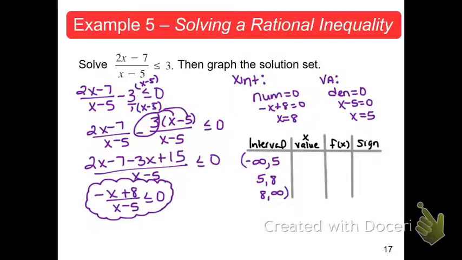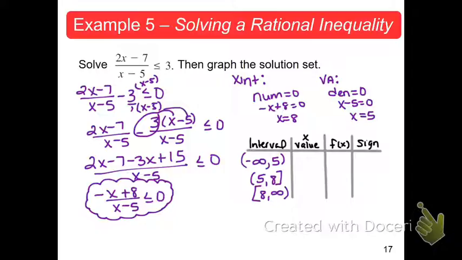Remember, your infinities will always have parentheses because you can never equal it. Also, your vertical asymptotes will always have parentheses. We had a vertical asymptote here at 5 because you can never equal the vertical asymptote as well. It'll never cross it. It'll never touch it. Then, for your x-intercepts, you have to check your inequality. Look up at it. Does it have an equal to in it? Well, our original problem was less than or equal to. Therefore, the 8 is included, so you're going to put a bracket there.